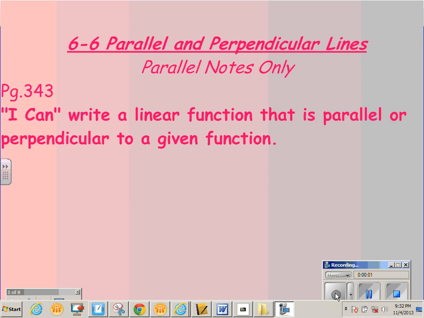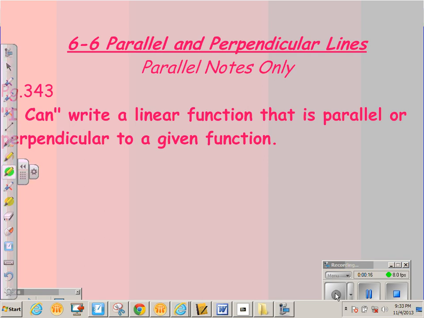Hello, 8th graders. Today we're going to be working with parallel lines. As far as our "I can" statement, I can write a linear function that is parallel or perpendicular to a given function. However, we are really only going to concentrate on parallel lines today.